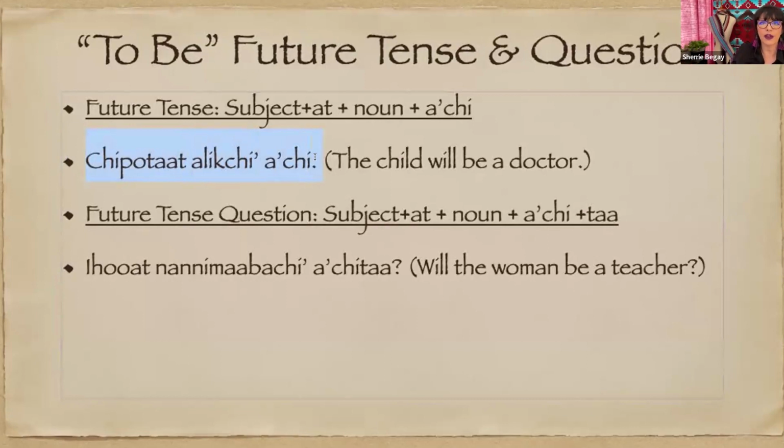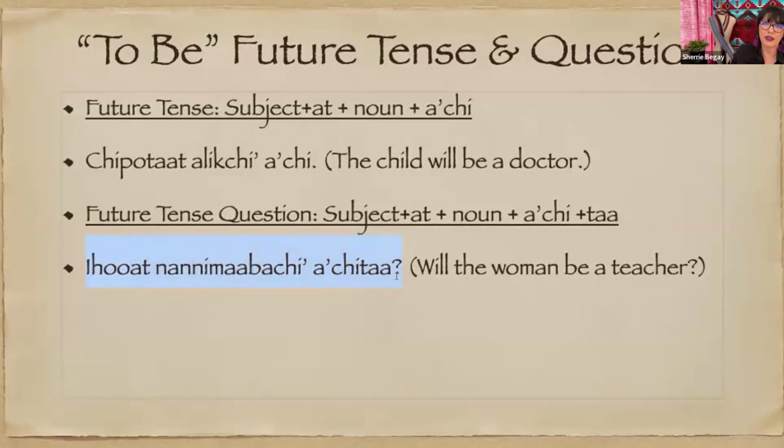What if we want to ask a question instead about something that will happen in the future, a to be sentence? Let's look at that example. We're simply going to add ta onto the achi, which makes it a question. Before we get into the question, here's a new vocabulary word, nanim abachi. Nanim abachi means teacher. So we've got woman, we've got our at ending, then we have nanim abachi, and then our achi future tense and making it a question, ta. So it would be ihoat nanim abachi achita.